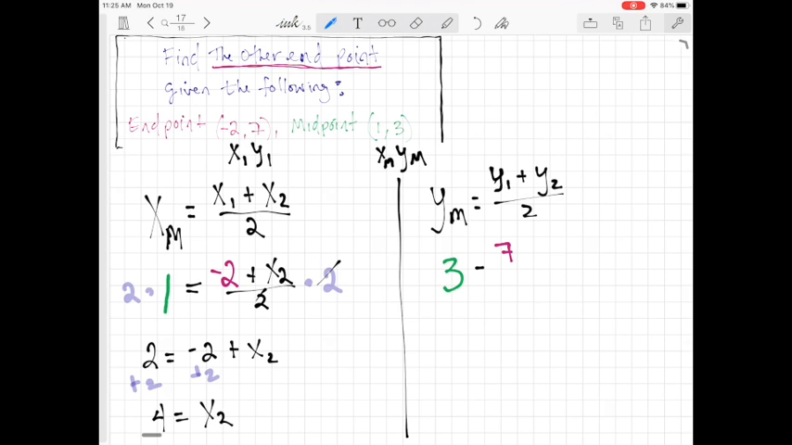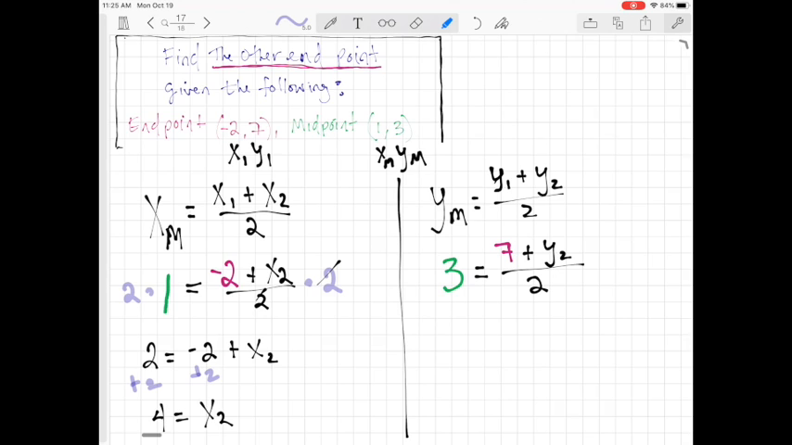So now we're just going to plug in the rest. We don't know the other endpoint, and we're going to divide it by 2. So now we're going to do the same thing. We're going to solve for y2.